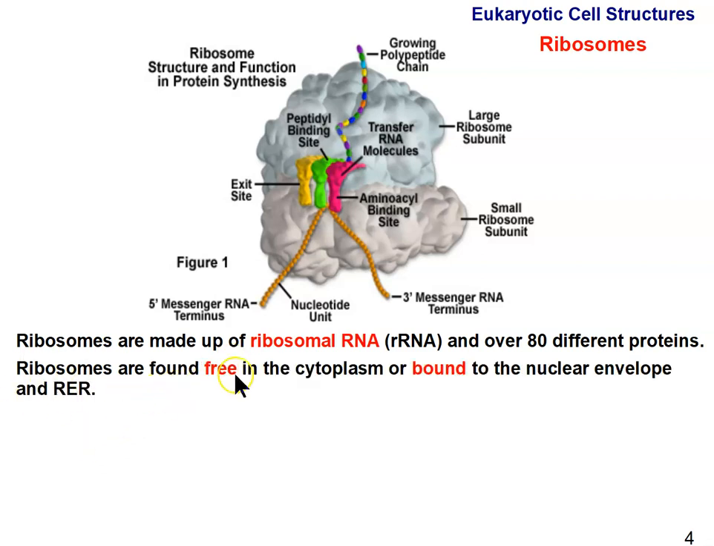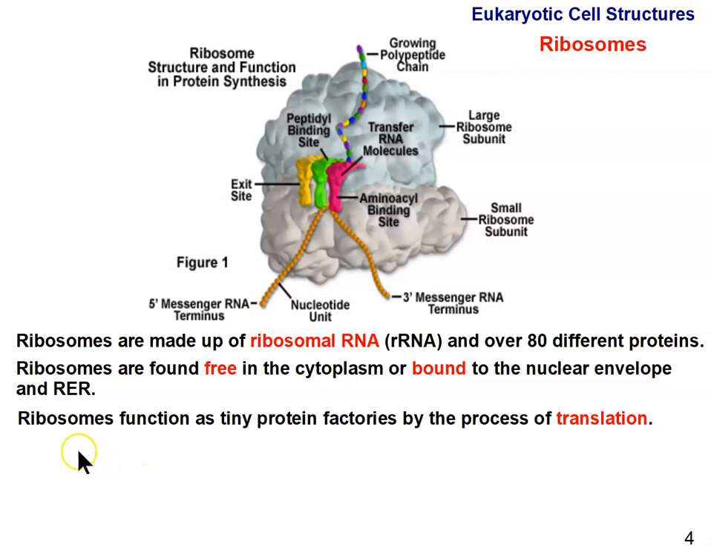Again, ribosomes are free in the cytoplasm or bound to the nuclear envelope or the rough endoplasmic reticulum, which we'll be looking at in more detail coming up. And they function as tiny protein factories, basically, by the process of translation. So this process that I just described is protein translation. And it's called translation because we're translating the nucleotide sequence of RNA, messenger RNA here, to the amino acid sequence in the polypeptide or the protein.